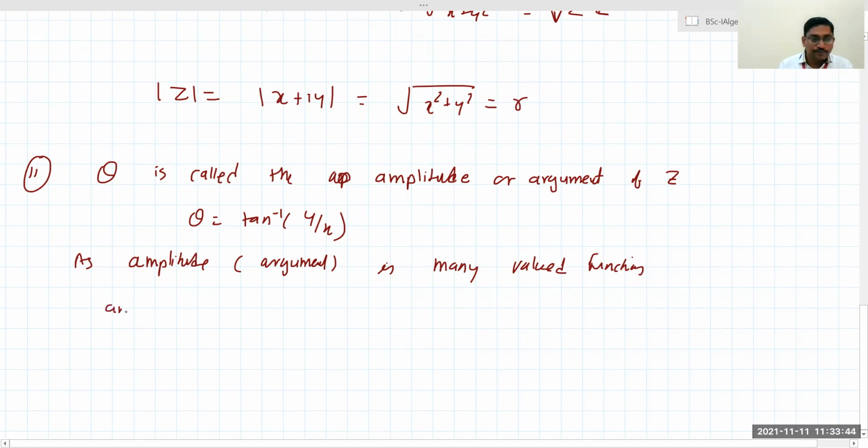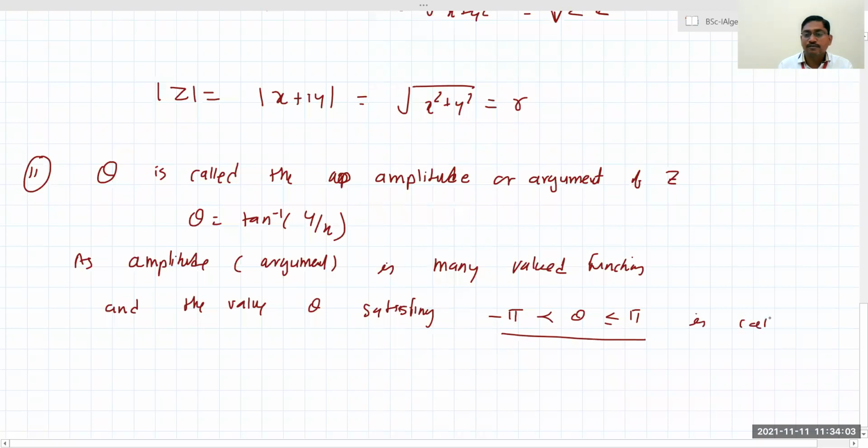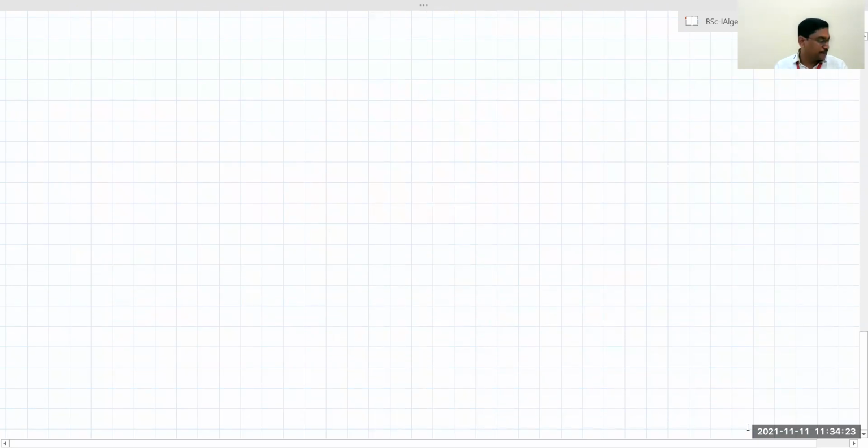And the value theta satisfying this should be greater than -pi and less than or equal to pi. Somewhere put the equal sign either here or here. The value theta satisfying this is called the principal value of theta. And the numbers which are represented in the Argand diagram, we know well how one can represent that in the Argand diagram.